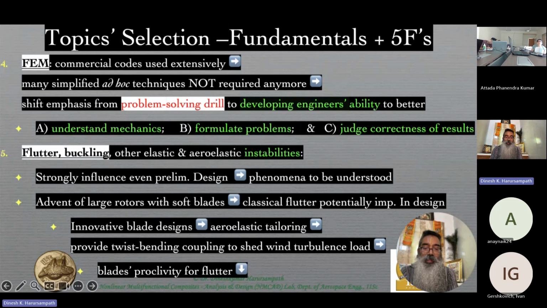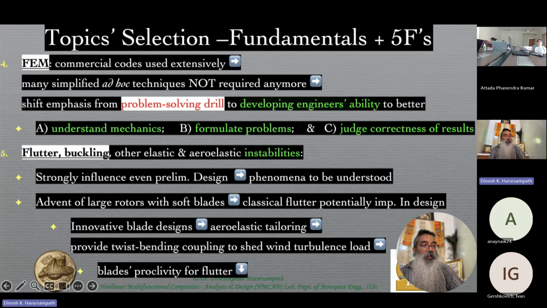So in this particular case with twist bending coupling, for example, there's avoidance and or delay of the blades' flutter. And that essentially helps you to take care of the stability requirements for the overall structure.